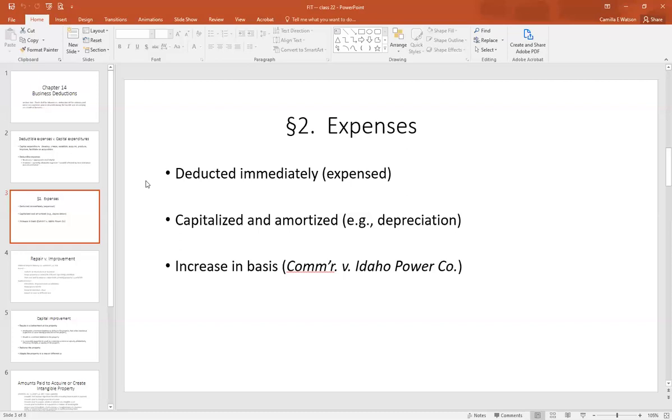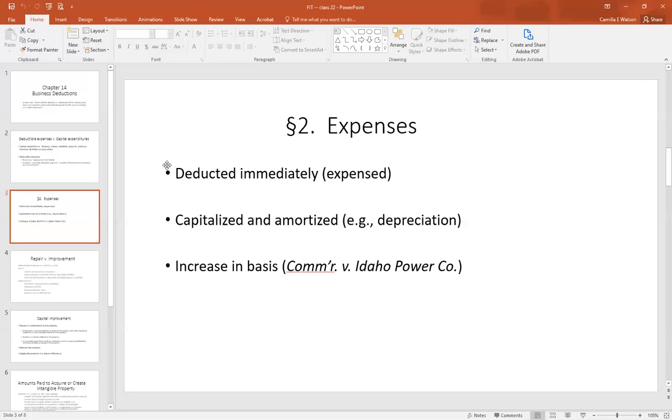A true business expense is currently deductible. Personal expense is not. However, if it is a business expense, you then must determine whether this is an incidental expense or whether it's a capital expense. A capital expense must be capitalized, that is, added to the basis, where it either stays until the asset's sold or otherwise disposed of, or it may be amortized, that is, written off over time like depreciation.